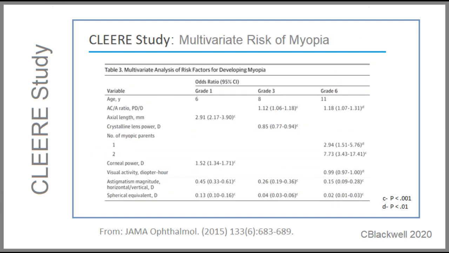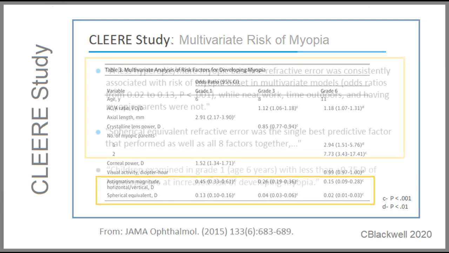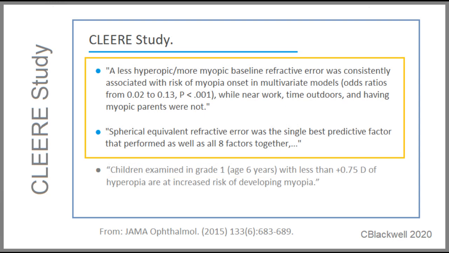To see if they could improve predictive value, they also did multivariable analysis. Of the 8 significant baseline parameters, only baseline refraction and astigmatism were significant in all years. The author's conclusion of this large and well-done study was, the best predictor of myopia development was baseline refractive error. That single parameter had nearly the equivalent predictive strength of the other 8 variables put together.